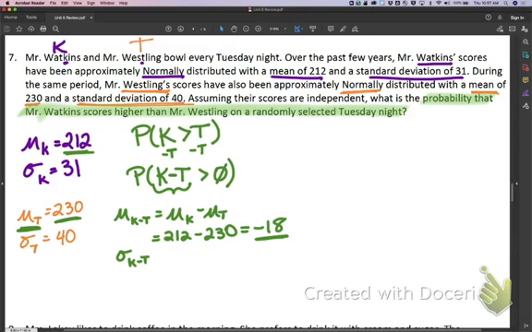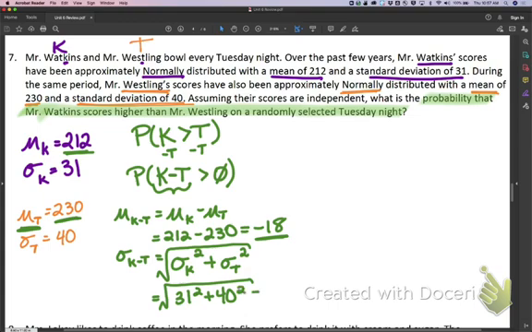Now for the standard deviation, I combine them just like I always combine standard deviations. I'm going to take the standard deviation and square it, then add the next standard deviation squared, combine them together and take the square root. So we have the square root of 31 squared plus 40 squared. When I plug that into our calculator, we get 50.6. So now I have a brand new distribution.